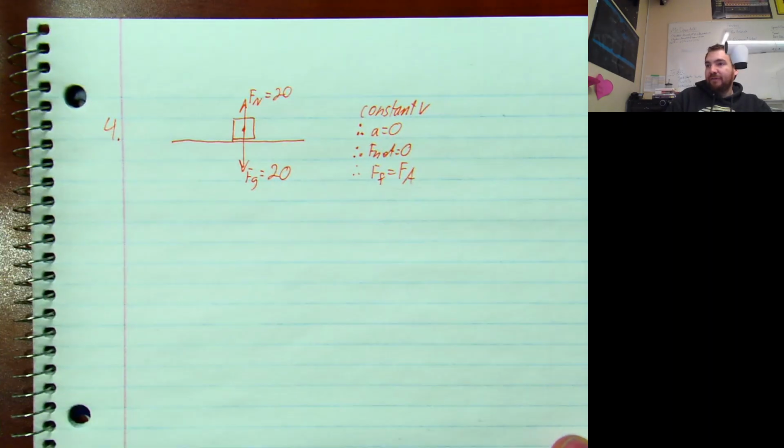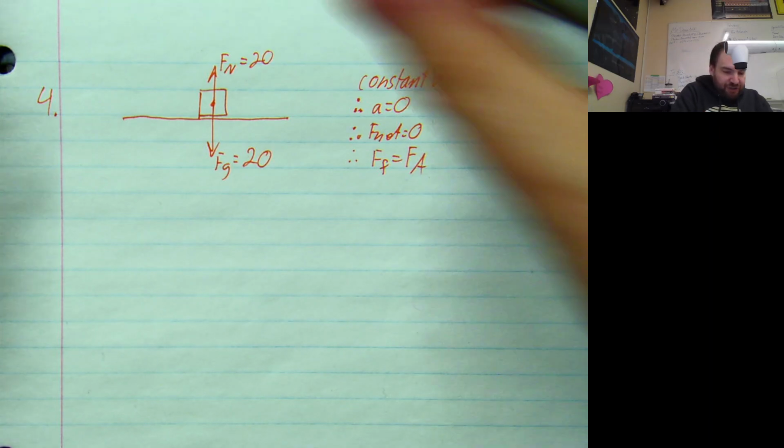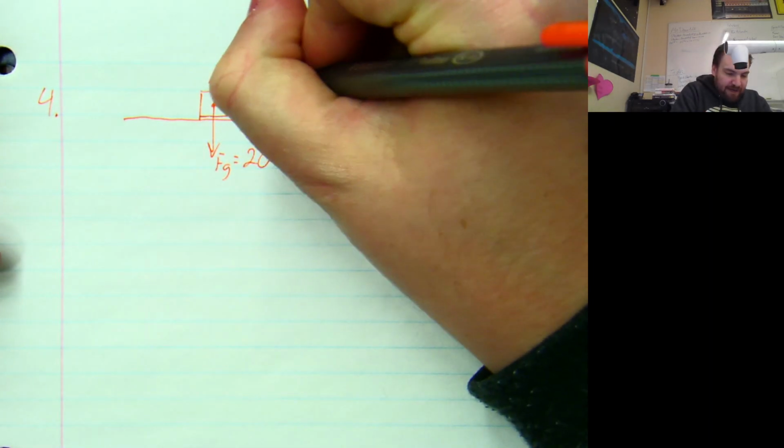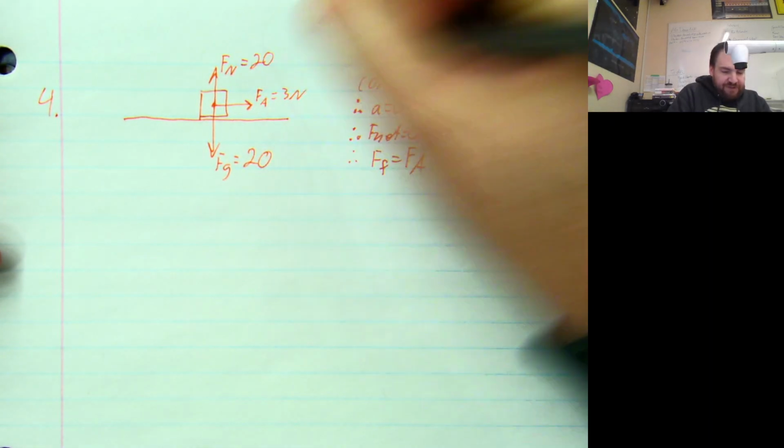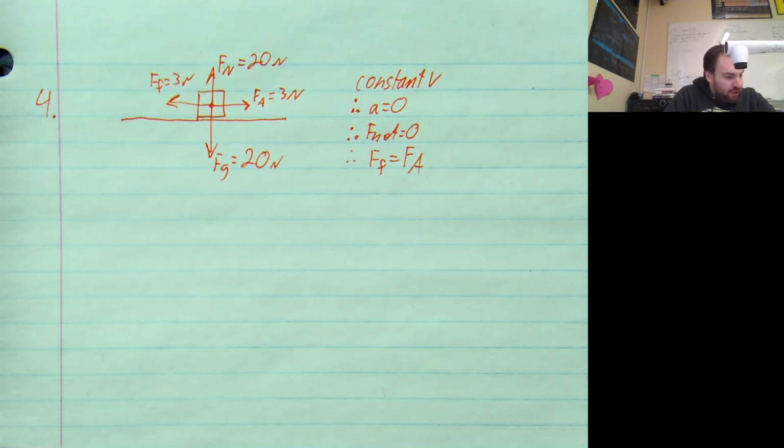No, 3 and 4 are infinitely different from each other. Okay, so I've got an applied force of 3 newtons, and because of constant V, that means my force of friction must then also be 3 newtons. Cool. So then the last piece of this, what is the coefficient of friction?